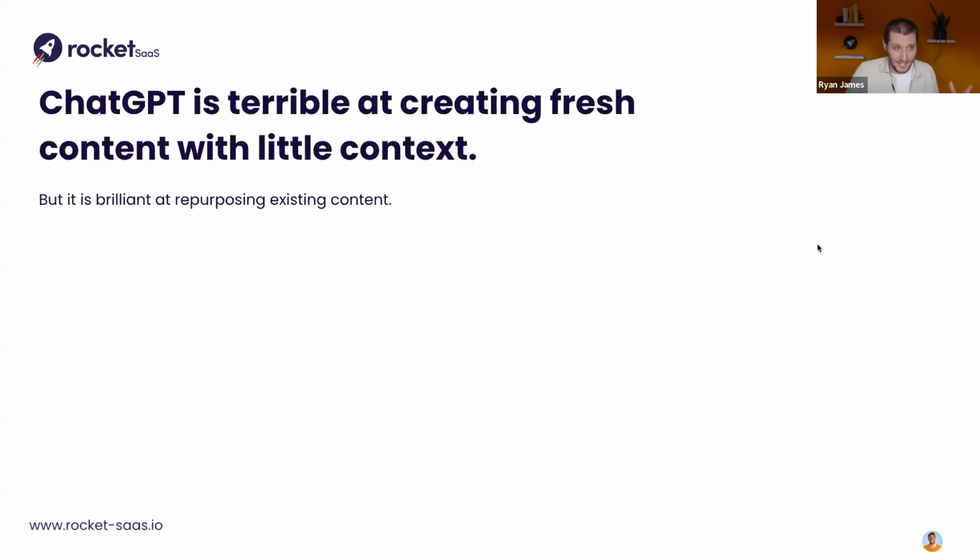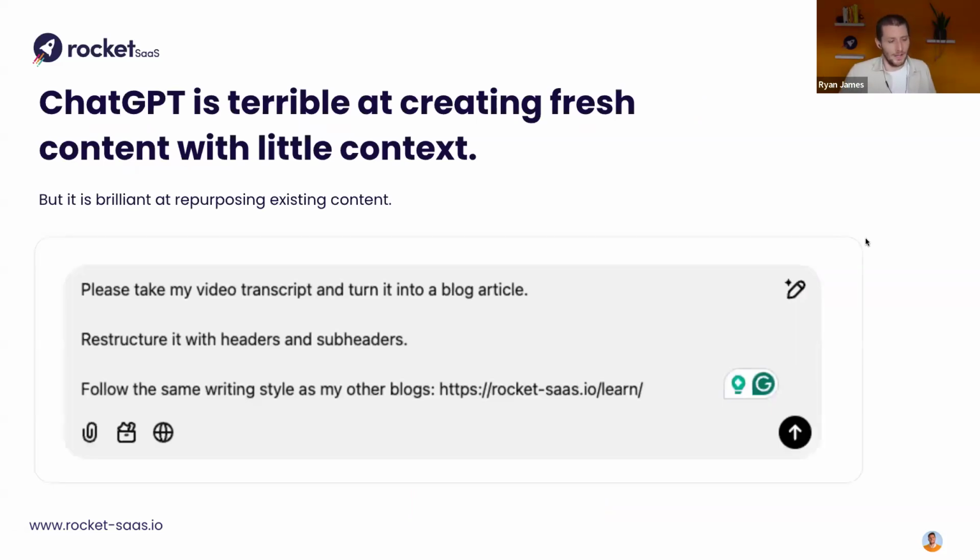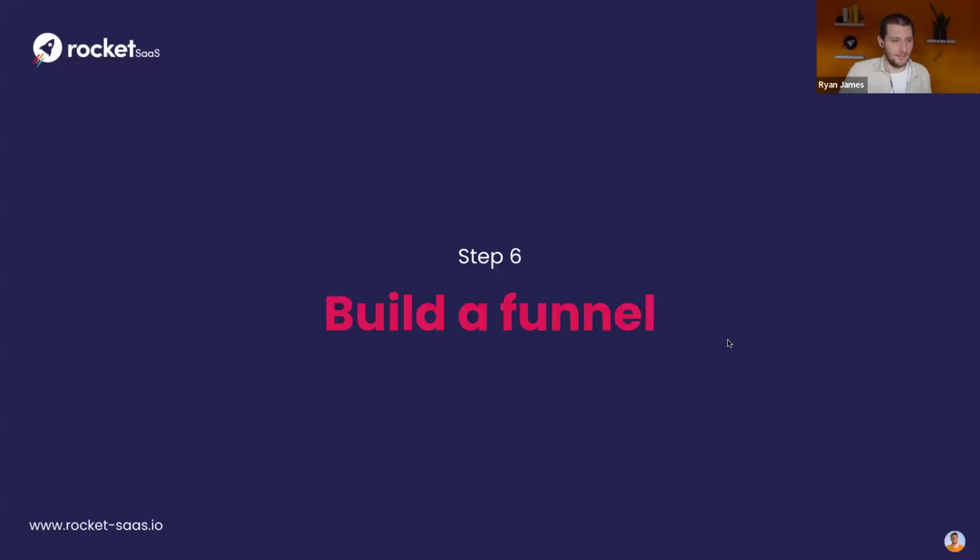So I would say that ChatGPT is terrible at creating fresh content with little context. If you go into ChatGPT and say, write me a blog about HR employee churn, it's going to create awful content. But it can create brilliant content when you give it enough context. So look at this prompt, for example. Take my video transcript and turn it into a blog article. So you drag and drop your TXT file of your video transcript or your podcast transcript, ask it to restructure it with headers and subheaders, and then follow the same writing style as my other blogs. And then it creates really impressive content because it's not creating its own content, which is going to be rubbish. It's repurposing your words, your thought leadership, or whoever else is in the business.